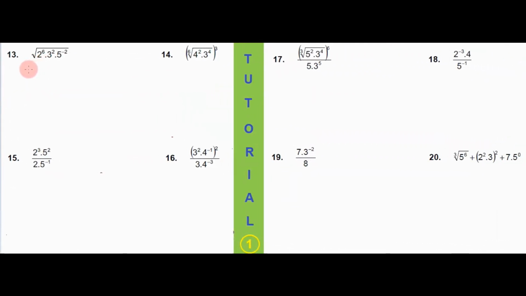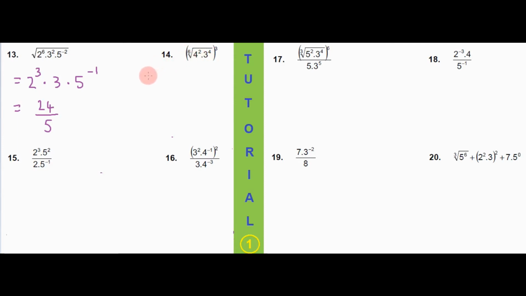In number 13, we can divide all the powers under the square root by 2. So 6 divided by 2 is 3, so we get 2 cubed. 2 divided by 2 is 1, so we get 3 to the 1, or just 3. And negative 2 divided by 2 is negative 1, so we get 5 to the negative 1. 2 cubed is 8 times 3 is 24. The 5 to the negative 1, we can take into the denominator as 5 to the positive 1.